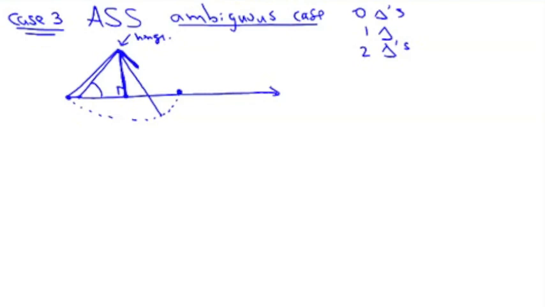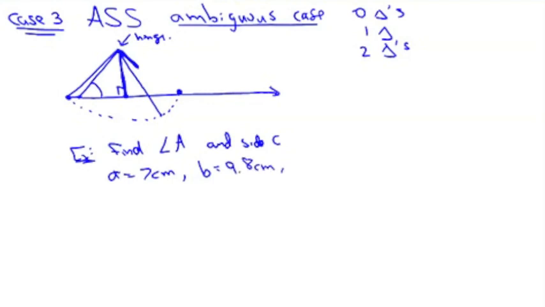Okay, so let's look at the cases. Do I have 1 triangle? I'm not sure. Where's my angle side? I think this one might have 2. So for example, find angle A and side C when a is equal to 7 centimeters, b is equal to 9.8 centimeters, and angle B is 72 degrees.